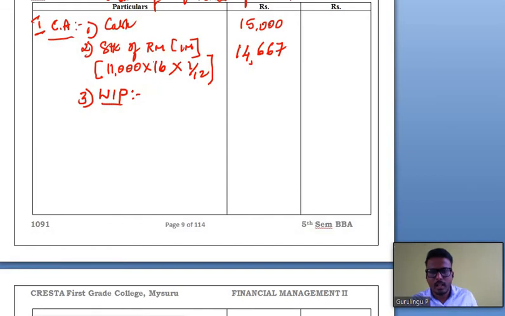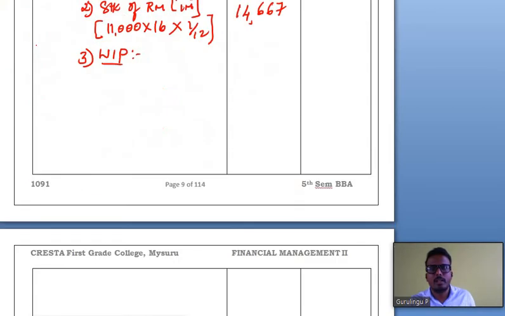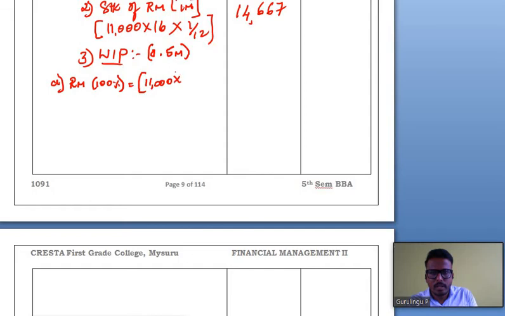Raw material, every time you have to take 100%. To take raw material, first we consider the number of units, 11,000, into per unit of raw material, which is 16. You can go back and check the raw material value. 0.5, which is given in the adjustment, divided by 12 into 100% is the rule which you are supposed to follow here. When you calculate this, you will get 7,333, guys.